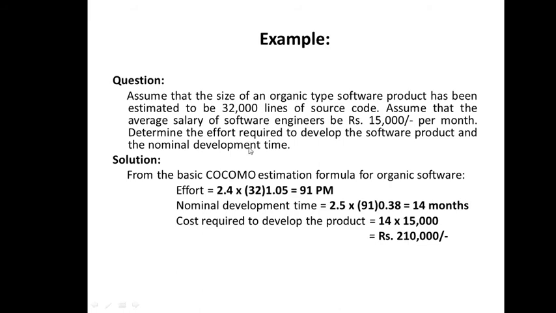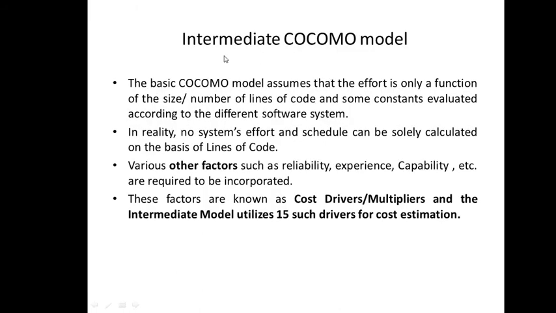So totally the estimation is based on size. Now coming to the intermediate Cocomo model. The intermediate Cocomo model depends upon other factors, not only the size. It says the estimation depends upon several other parameters for estimating the effort and the time. Those parameters could be reliability, experience, capability. So we have altogether 15 parameters for this.